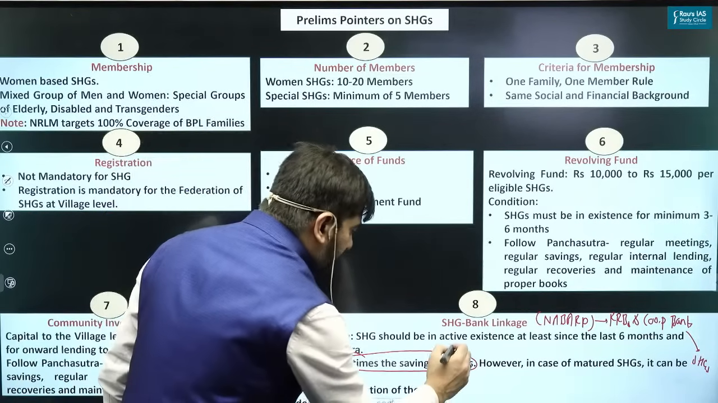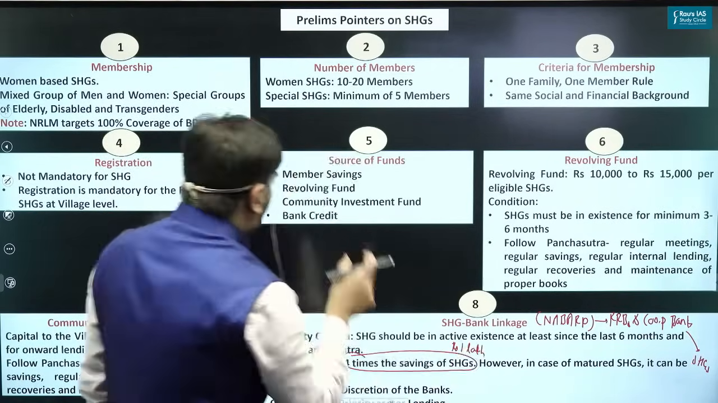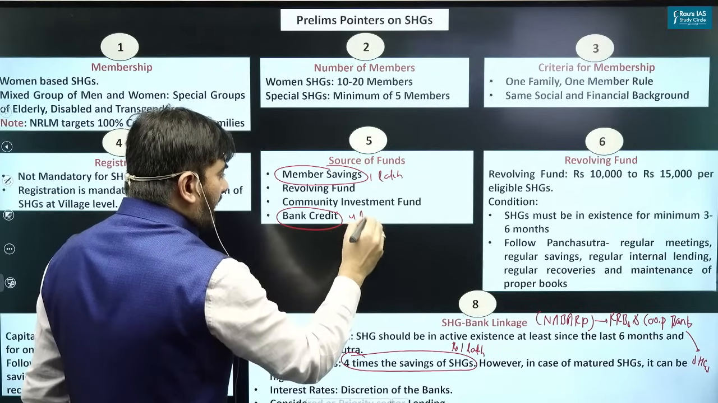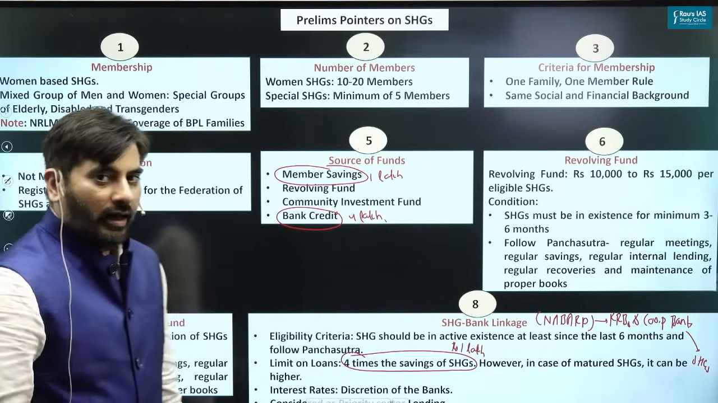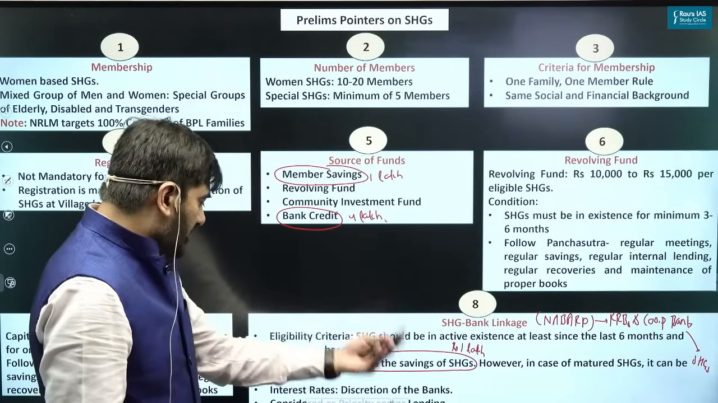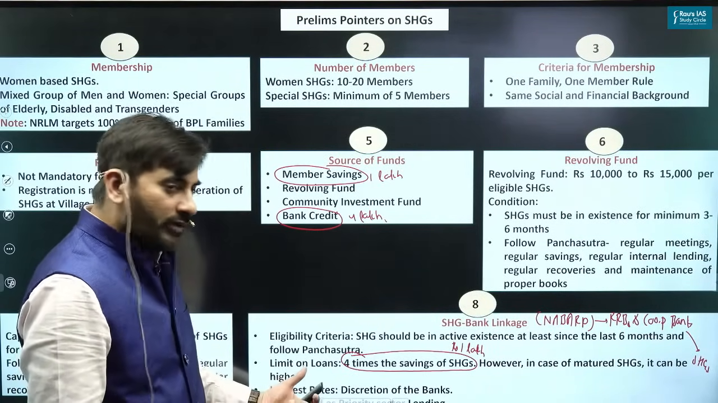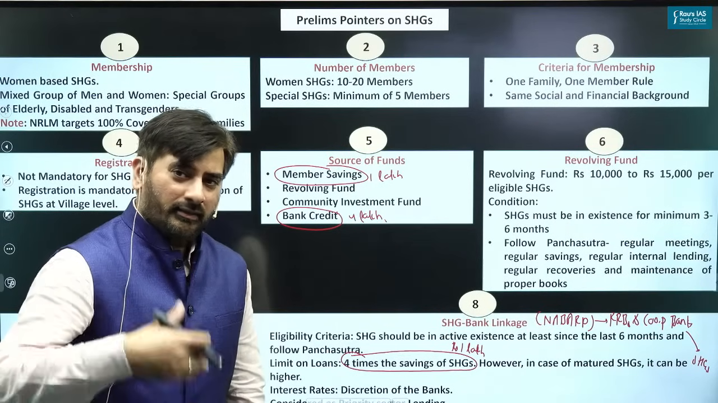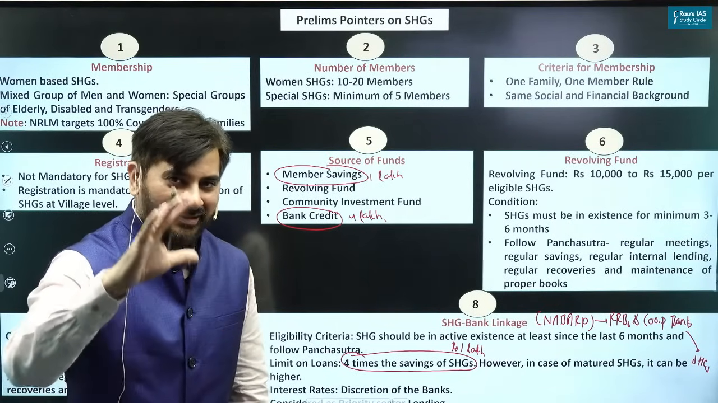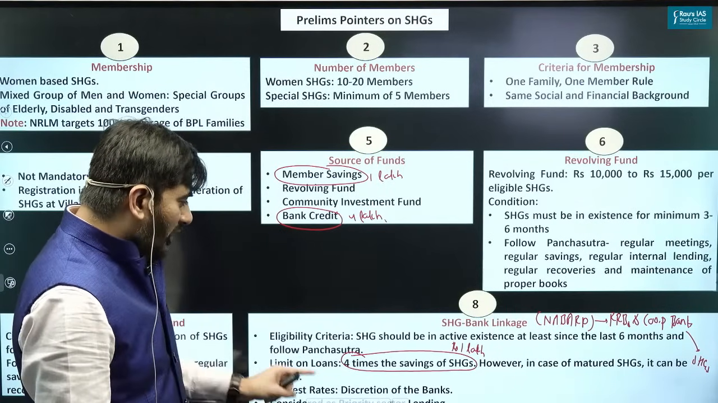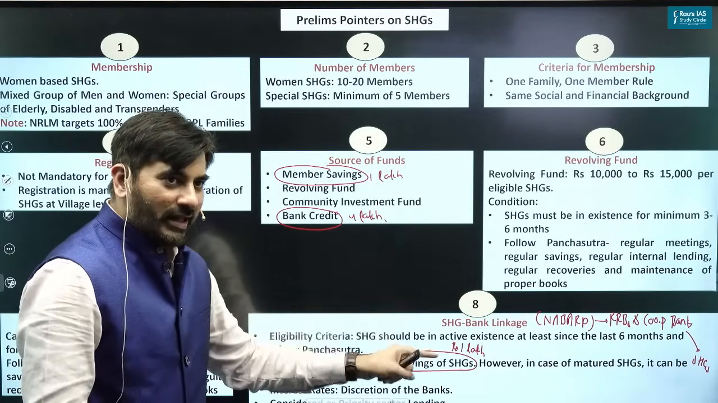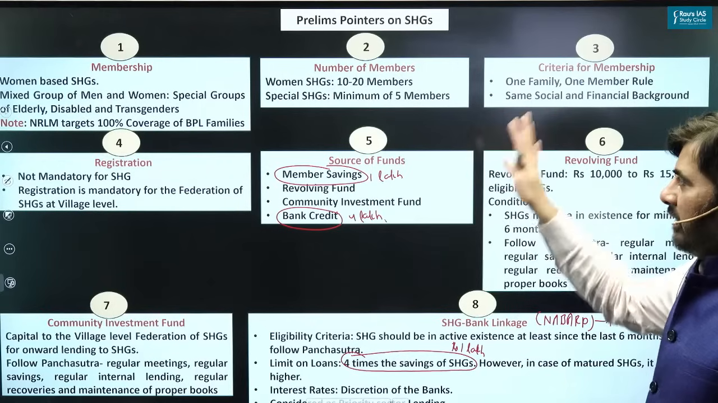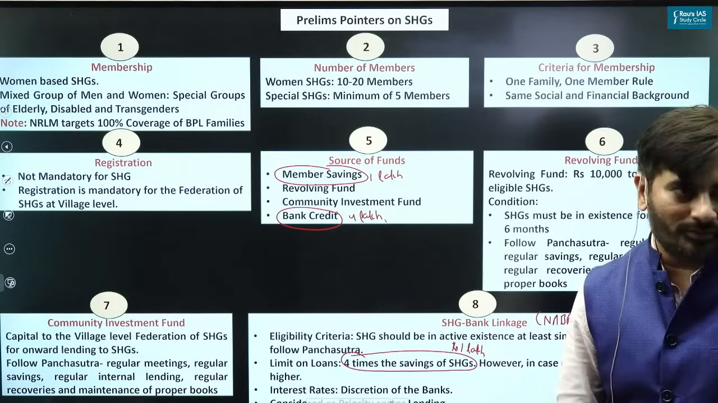It means if SHGs have saved 1 lakh on their own, then they can get a bank credit of up to 4 times. That is, they can get 4 lakhs. However, in certain special cases, this loan could be higher than 4 times the savings. Rate of interest, and this is something which is interesting. The RBI has said the rate of interest on loans given to SHGs will be at the discretion of the banks. And whatever loans the banks give to SHGs will be considered as priority sector lending. So these are some prelims pointers about self-help groups.